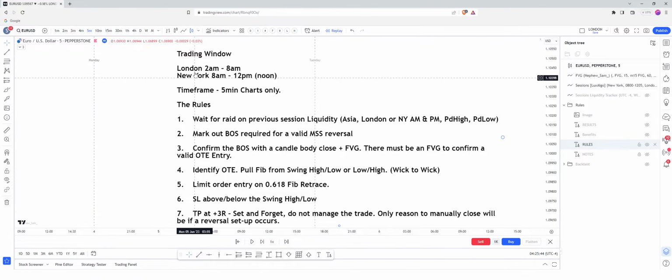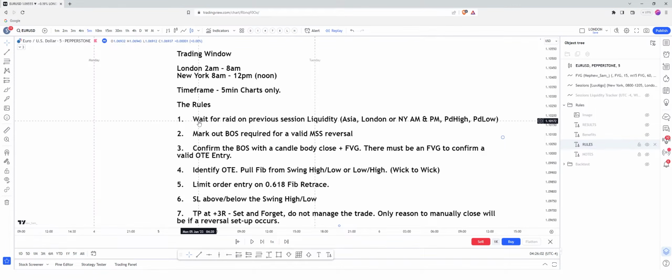However, we're highlighting the two different sessions because we need to see whether New York sweeps London's high or low for a reaction. The time frame we're trading is on the 5-minute charts only, so again, no higher time frame analysis. We're just going to be waiting for sweeps of liquidity on the 5-minute chart.